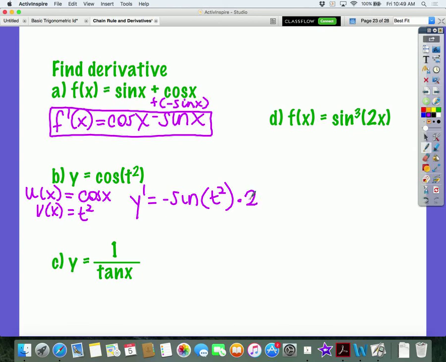You're trying to jump steps. What's the derivative of t squared? It would be a positive 2t, and then our final answer would be a negative 2t sine t squared.